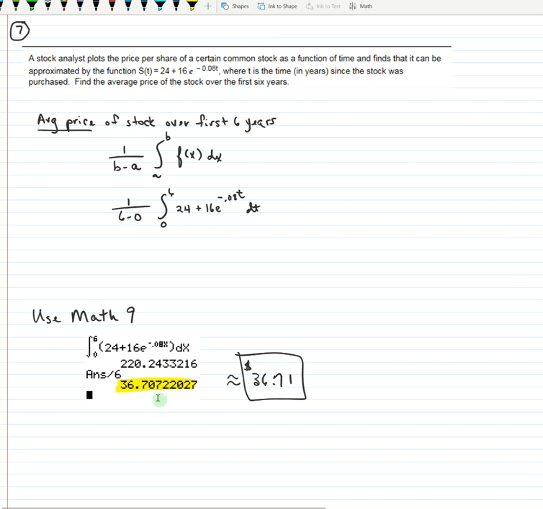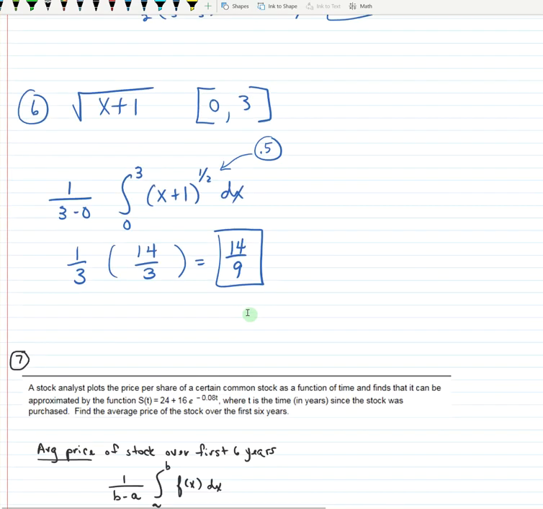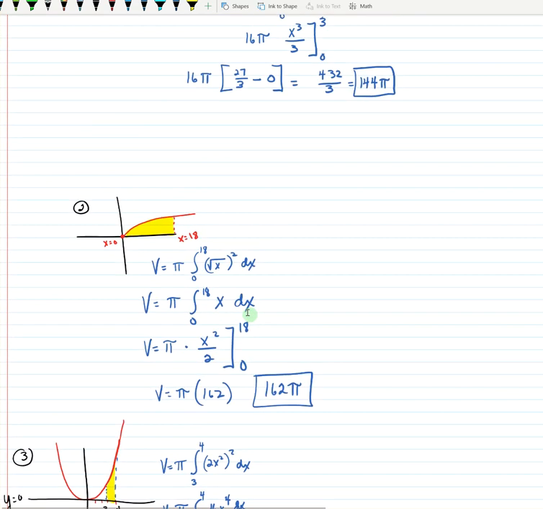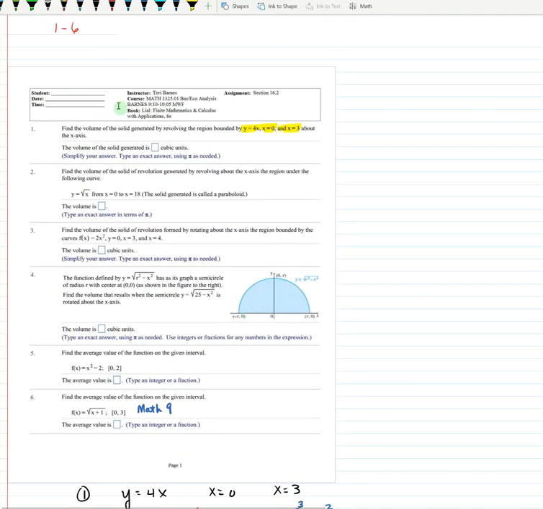And then we're talking about money. We're talking about the average price. So we're converting this to money. We would round then to 2 places. We'll have $36.71. So one application problem and 6 of the others should get you through 16.2.